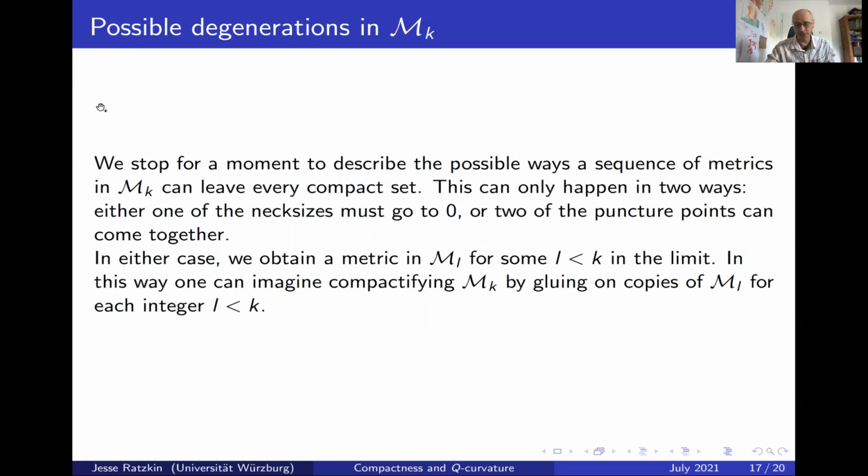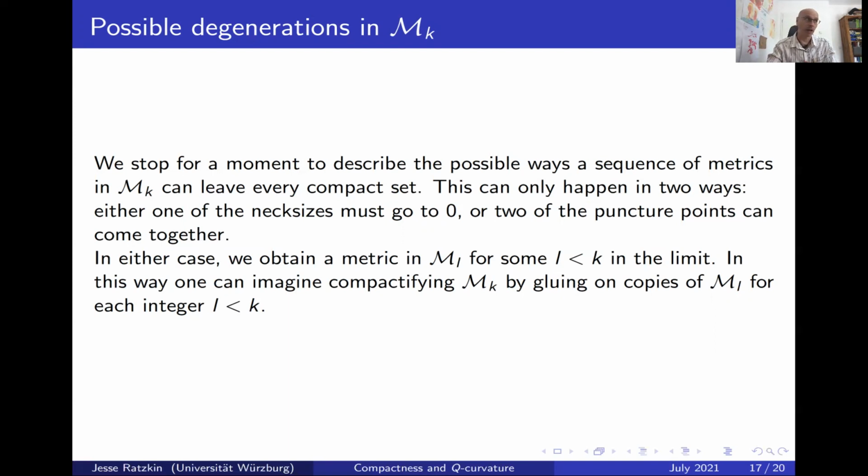So I'd like to close this first part of the presentation by unpacking a little bit what this theorem says. This theorem says that a sequence of metrics within my moduli space can degenerate in only one of two possible ways. Remember, I have some finite number of punctures, and associated to each puncture, I have a neck size. The two things that can happen are that one of the neck sizes can go to 0, or that two of the punctures can come together.